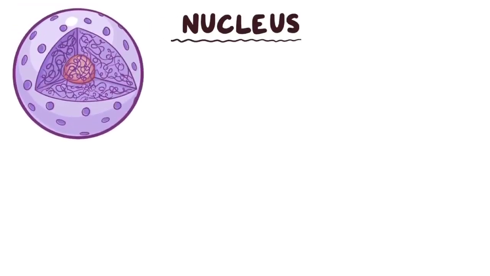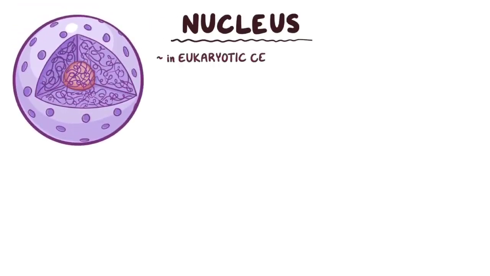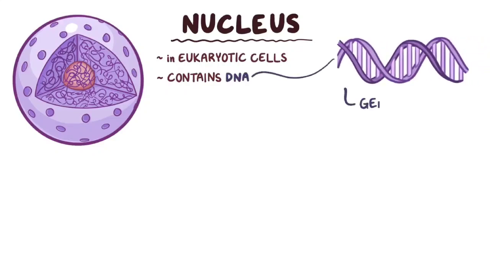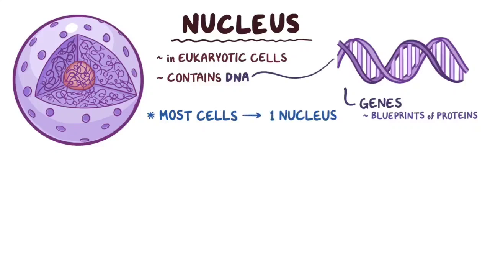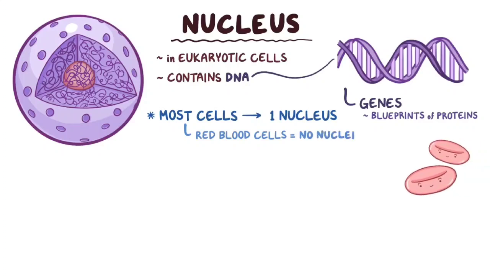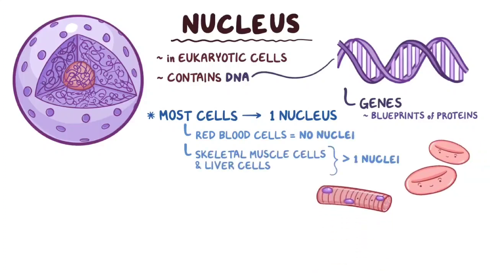The nucleus is a cellular organelle found in eukaryotic cells that contains most of the cell's genetic material in the form of DNA. DNA contains the genes, which are essentially blueprints for various proteins that the cell needs to live. And most cells in the human body have a single nucleus. But some cells, like red blood cells, have no nuclei, whereas others, like skeletal muscle and liver cells, have more than one nucleus.